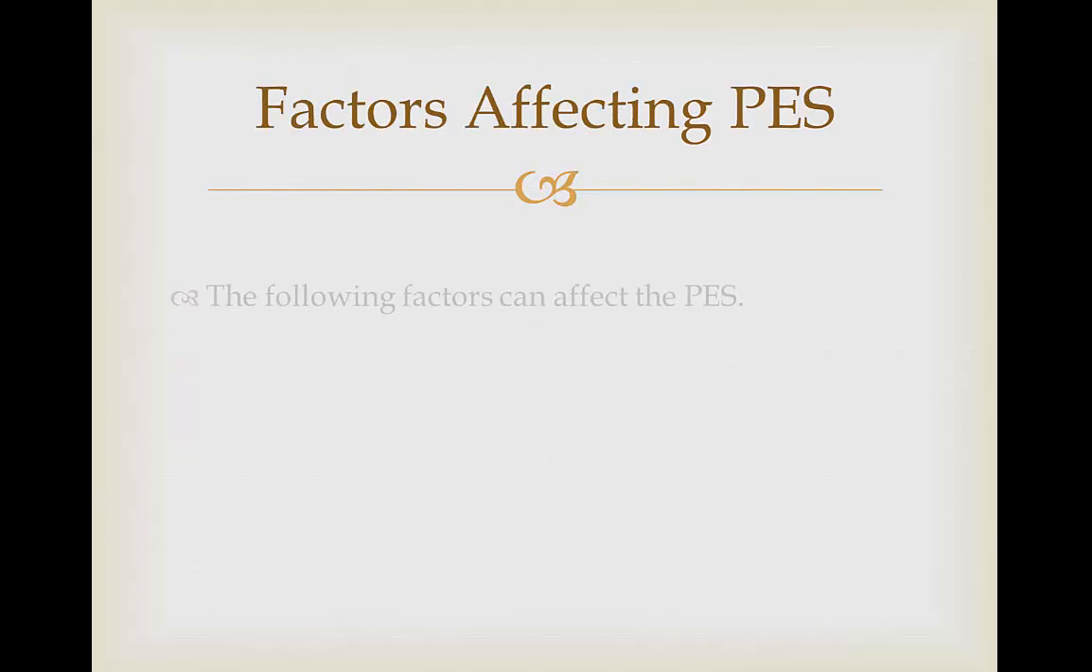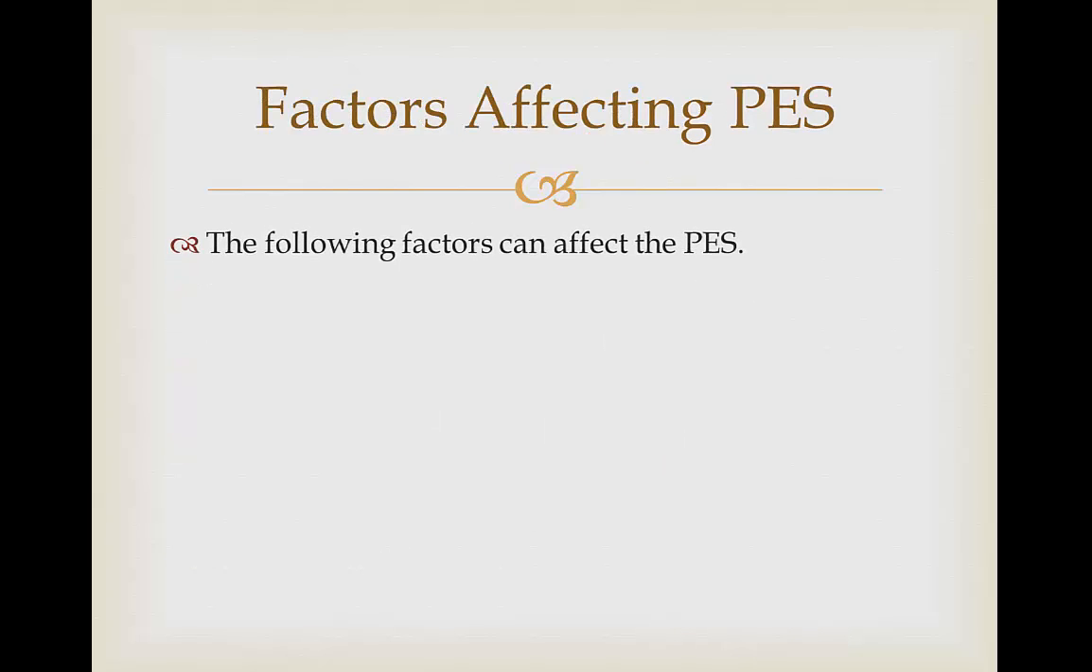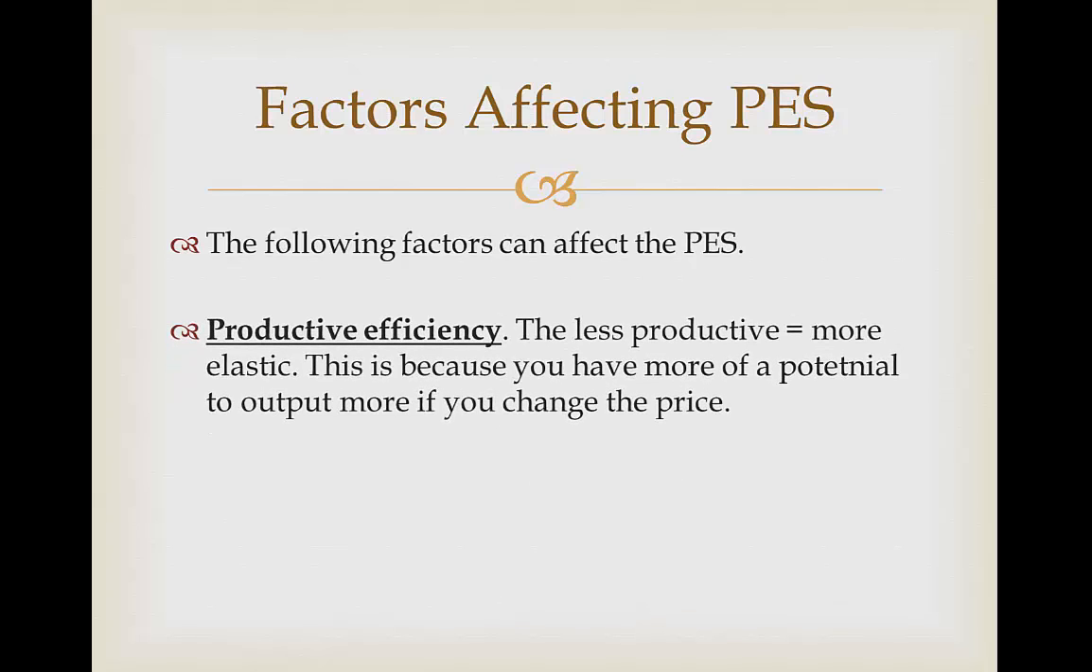Factors affecting the price elasticity of supply. The following factors can affect the price elasticity of supply of a good. The first of which is productive efficiency. If there's less productive efficiency, it's going to be more elastic. This is because you have more of a potential to output more if you change the price.